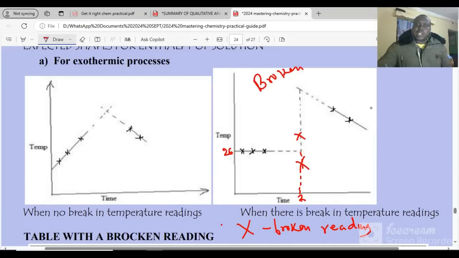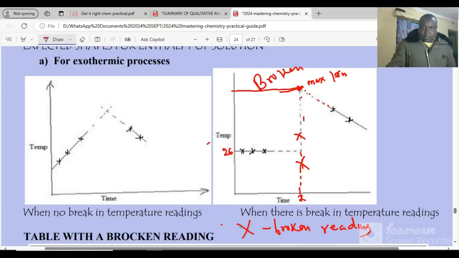Now, once you have put the other points, you are going to extrapolate the line to our reference point. That way, this one will give us the maximum temperature. When this line is extrapolated and reaches the place where we had the broken line, that's where our broken table is read. So when you draw a straight line here, you will get the maximum or final temperature. This is the temperature which will help you to find the difference. For example, it could be 40. So 40 minus 26, you get the change in temperature.